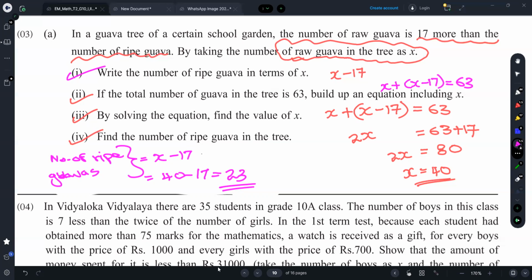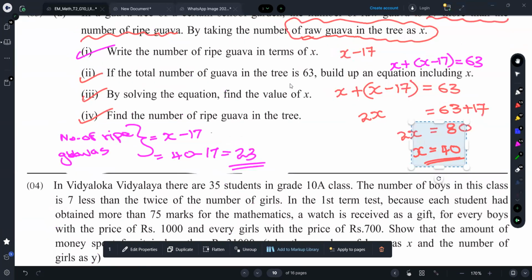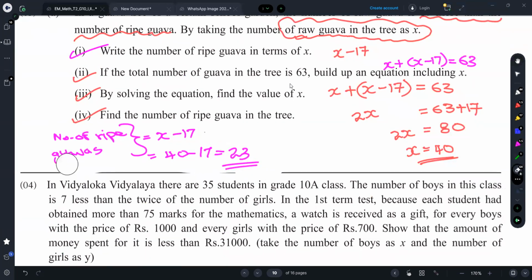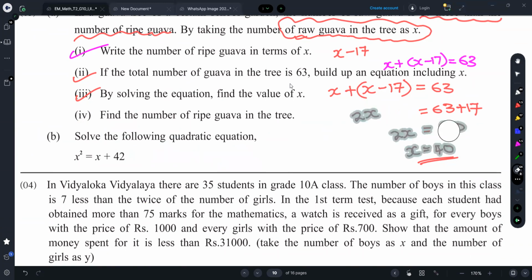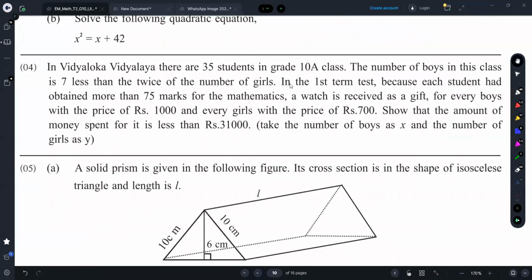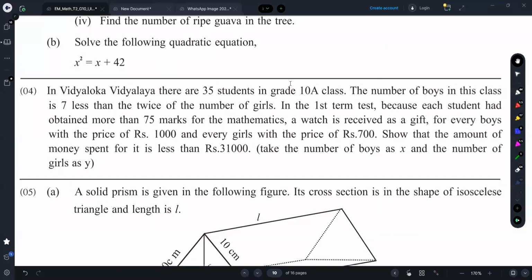Okay. Then let's do the next one. I'll erase this. Solve the following quadratic equation. Let's solve it. X squared equals X plus 42.